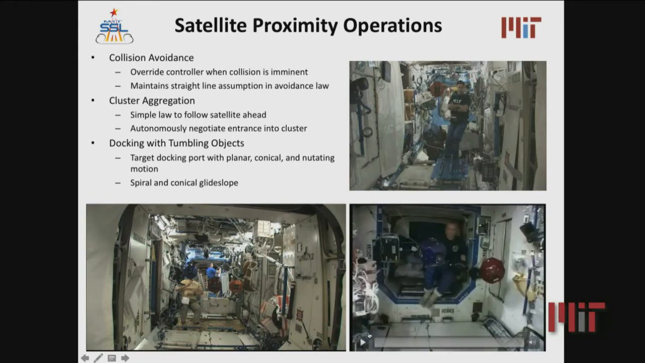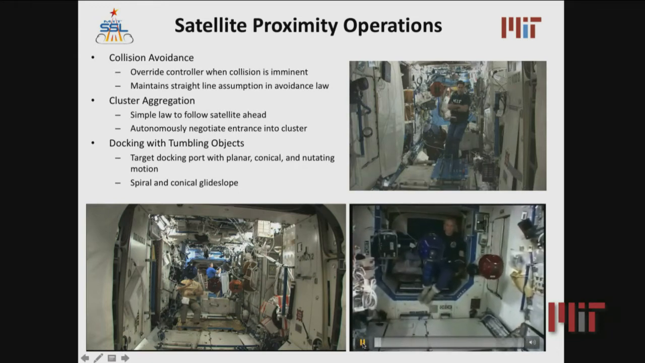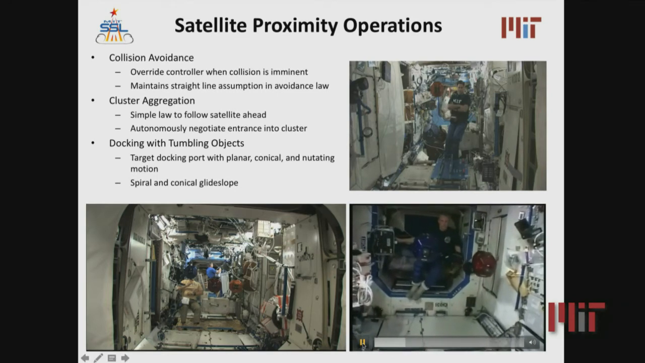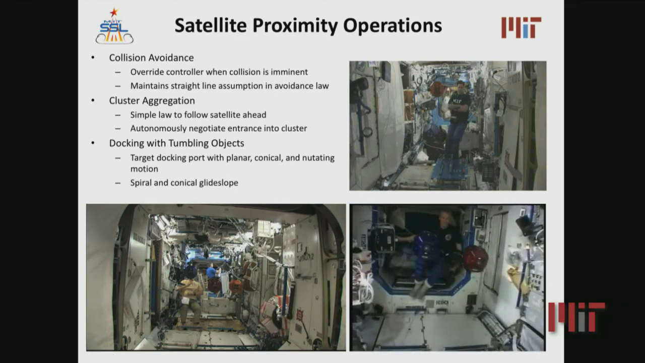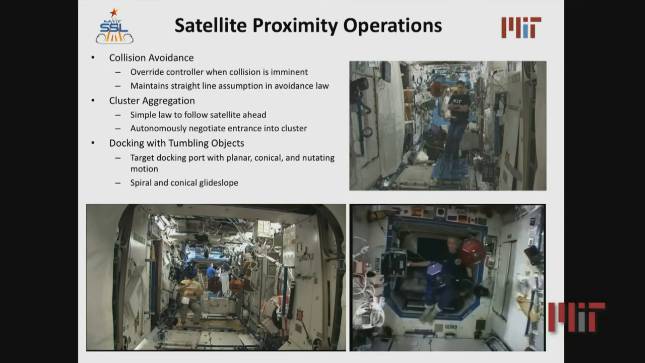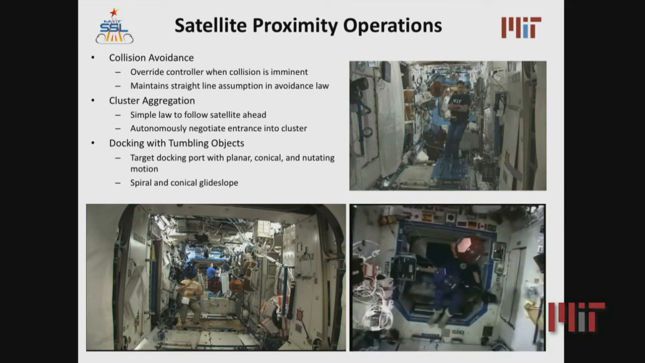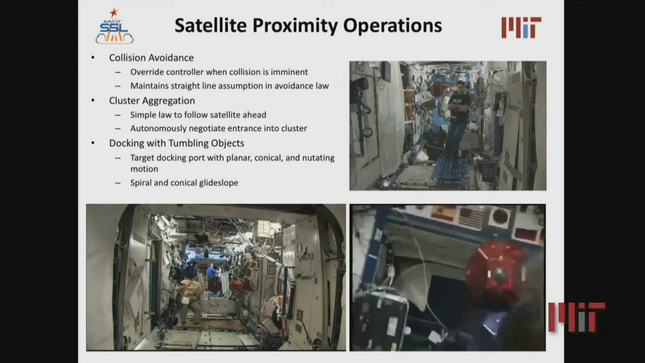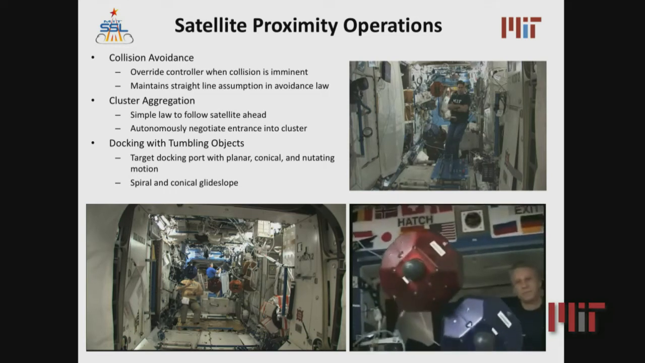And then we wanted to do docking with tumbling objects. So let's say you got space debris. You've heard about this problem we need to clean up. Then this space debris is tumbling. So the blue one there is going to tumble, and the red one's coming in. And they're communicating. It's telling it about the tumble, so it can come in and softly land on it, stop the tumble, and then dispose of the debris.